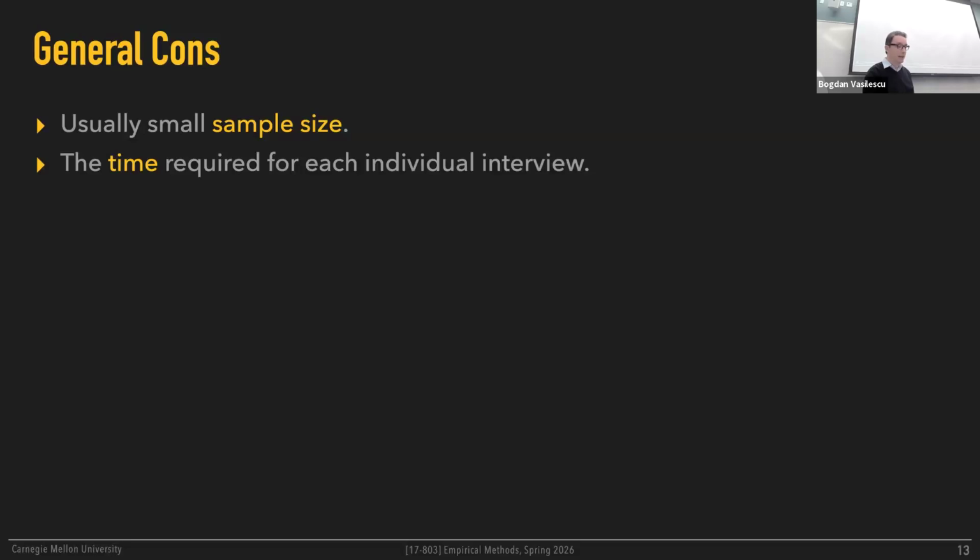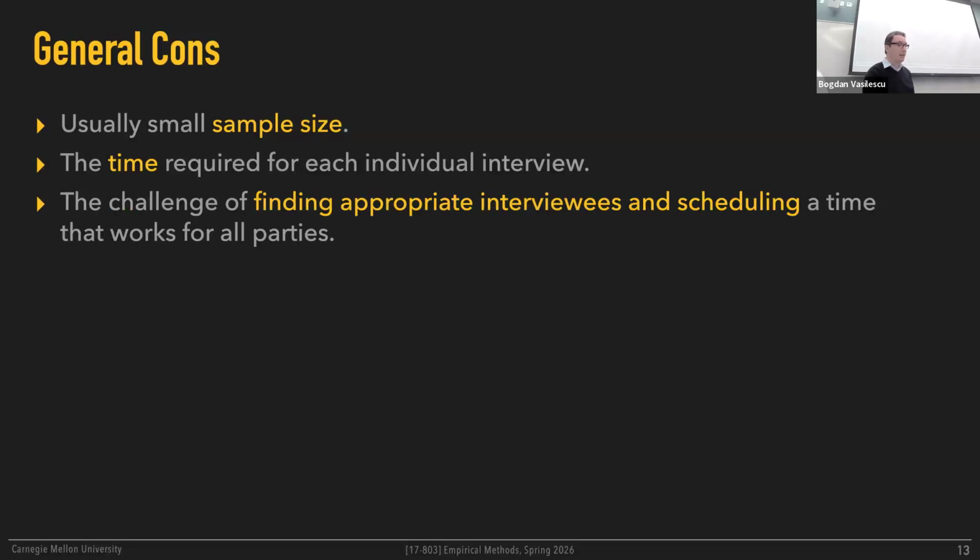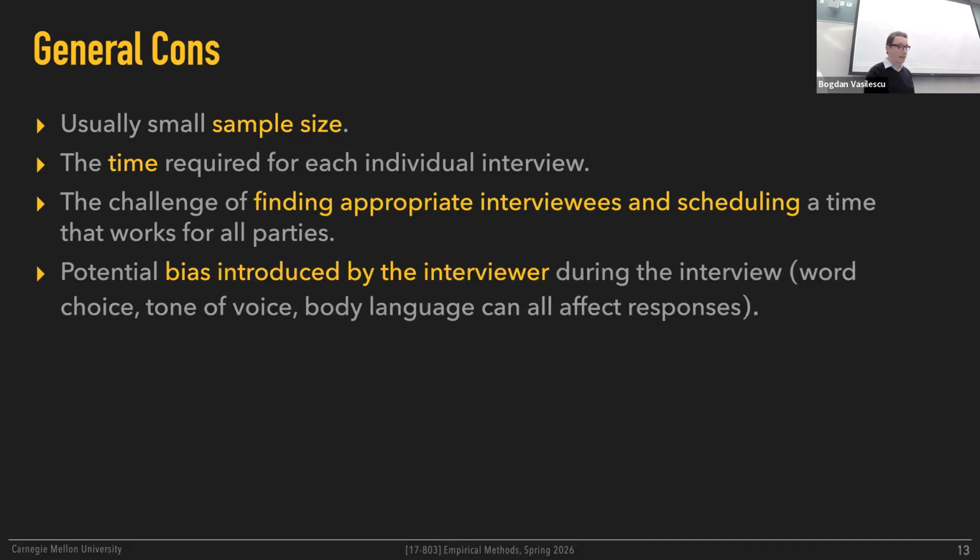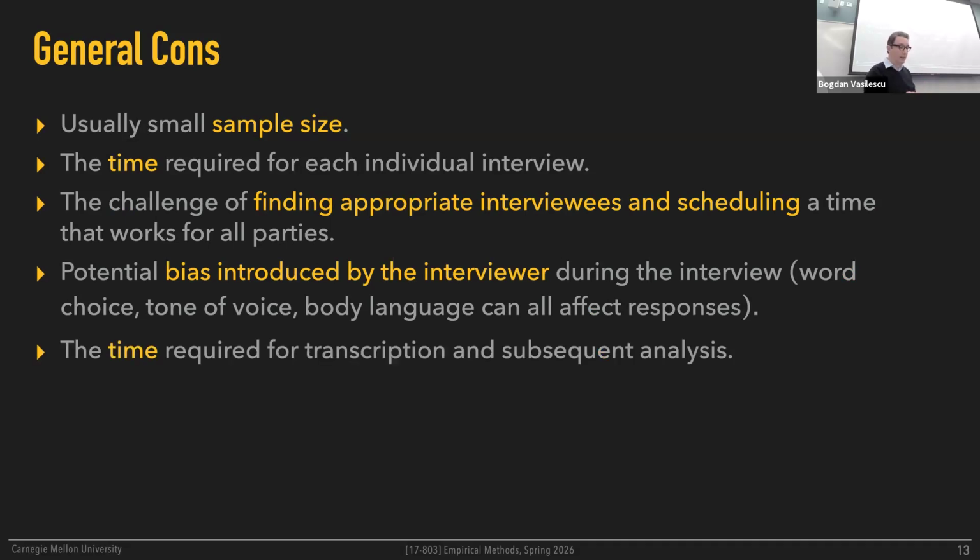They're lengthy. It takes a bunch of time. It's unclear how you find people. Scheduling is complicated for all the parties. Lots of potential biases. You mentioned this earlier, Sham. Word choice, tone of voice, body language, all of these can affect the quality of the interviews and the responses.